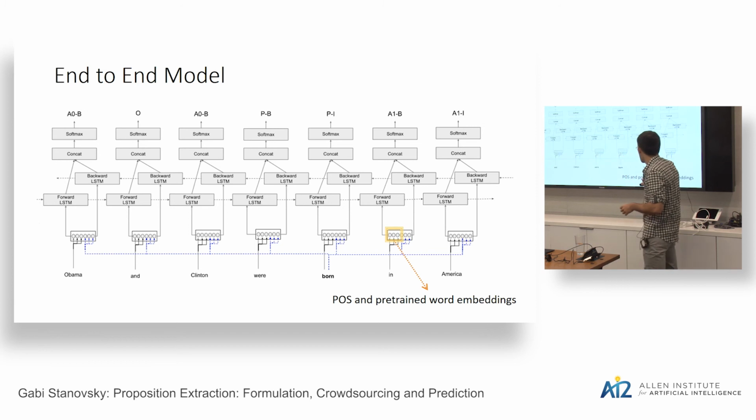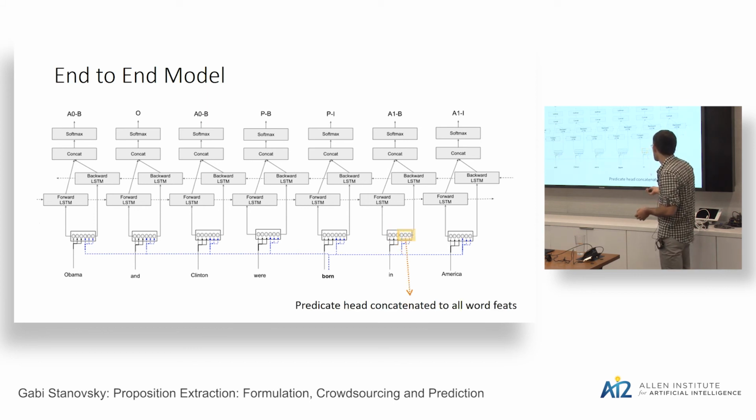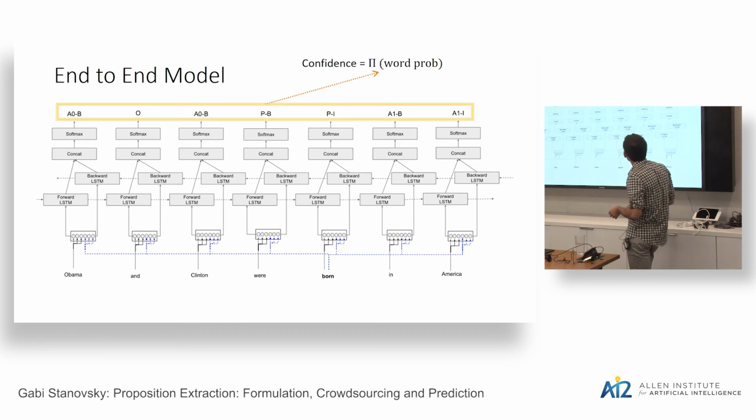So we introduce part of speech and pre-trained word embeddings to compensate for the relatively small amount of training data that we have. This was useful. And in addition, as I said, we concatenate the predicate head to all of the other words, and we expect to get these features from above. And I didn't mention this, but most OpenIE systems also have some confidence associated with each extraction. So we also want to have some confidence for this specific extraction.